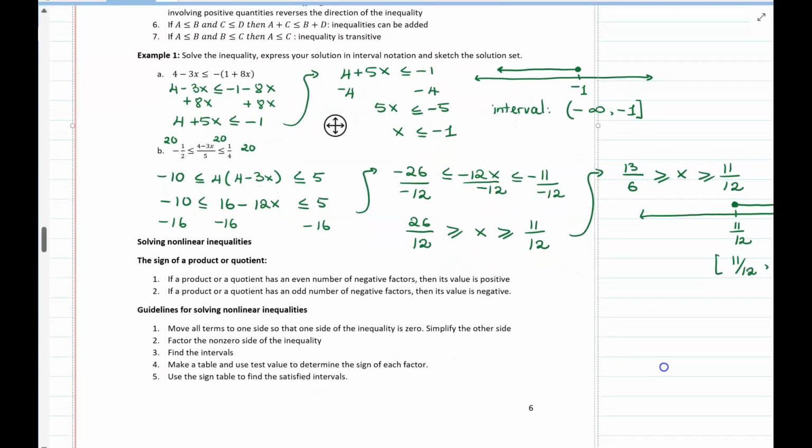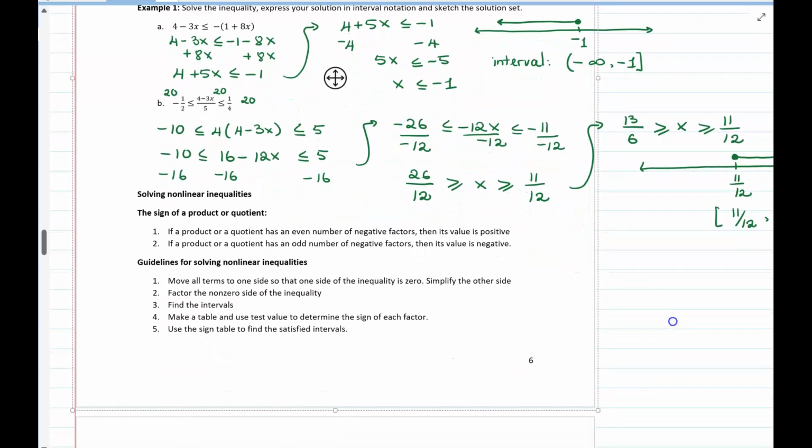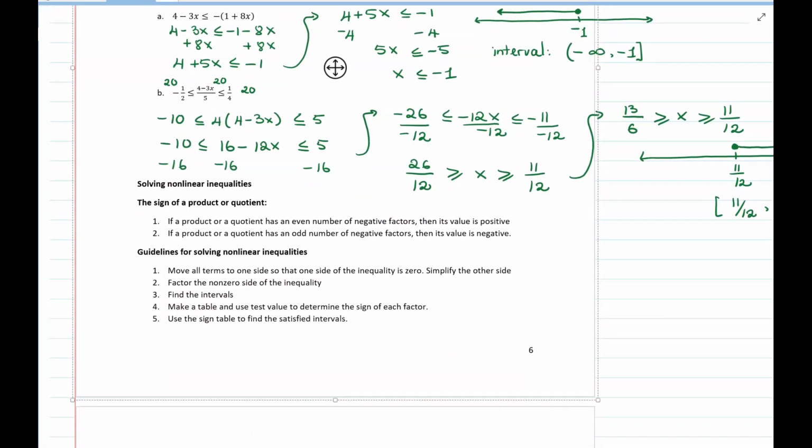So let's talk about solving nonlinear inequality. The previous two examples are linear inequalities, where the graph on the number line is simple. But in the next couple of problems, we're looking at nonlinear inequality. So let's talk about the sign of a product or a quotient. If a product or a quotient has an even number of negative factors, then its value is positive.